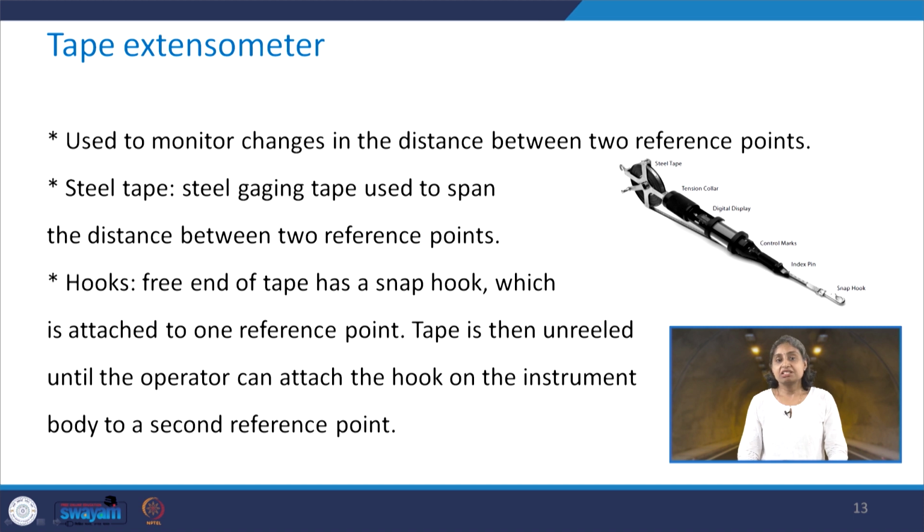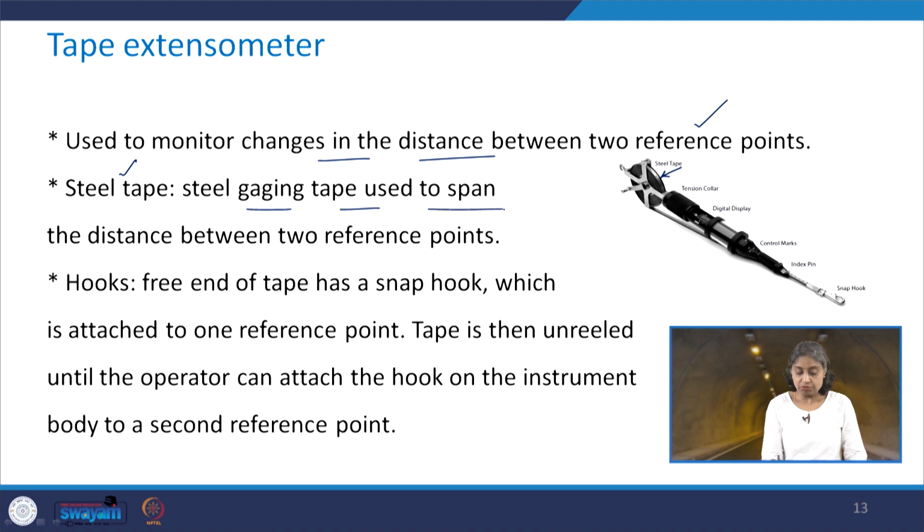The tape extensometer is used to monitor the changes in the distance between two reference points. There is a steel tape in this. You can see here it is rolled at this location, which is the steel gauging tape, and it is used to span the distance between two reference points. There are hooks, one at the free end of the tape. This has a snap hook, which is here.